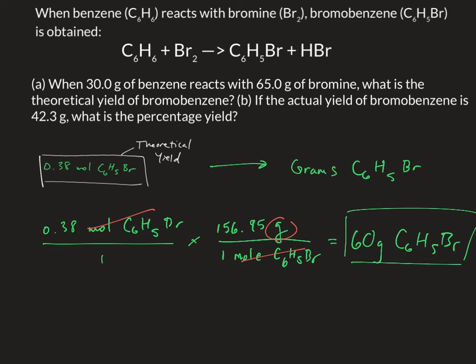So this is our theoretical yield in grams. That's all we just did. Now we have the value of our theoretical yield in grams and the value of our actual yield in grams. Let me clear this board up, and then we'll do the final calculation.